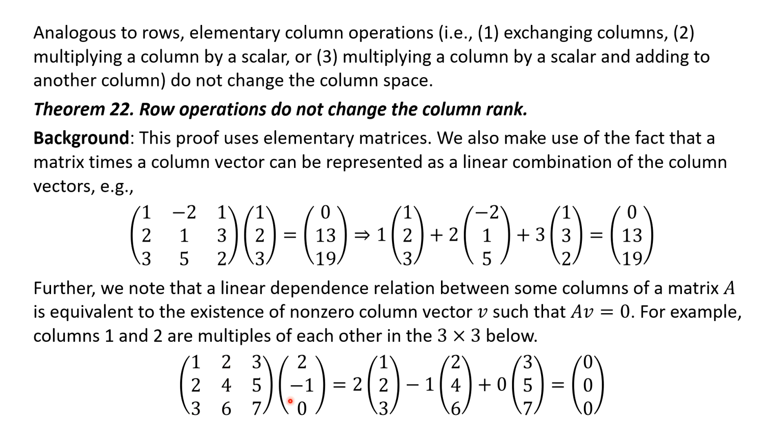We have column 1 is actually 1/2 of column 2. So if we took twice column 1 and subtracted it from column 2, and 0 times this third column, we would show that the 3 columns are linearly dependent because we have these non-zero coefficients. Then when you multiply it times the column vectors, you get the 0 vector. So we'll make use of this in the proof, but we need this idea also.